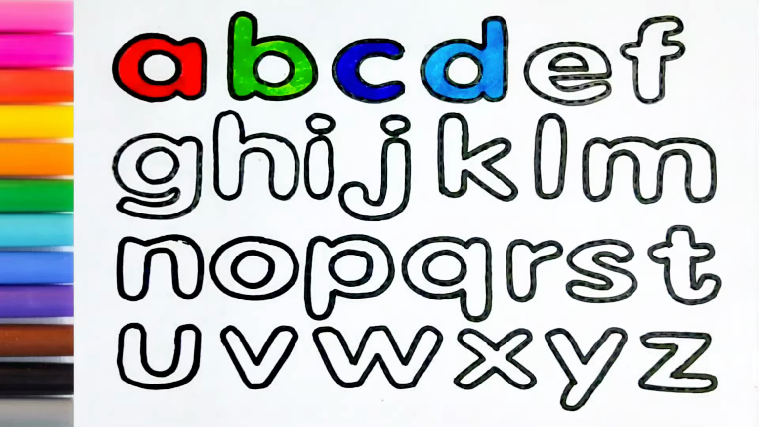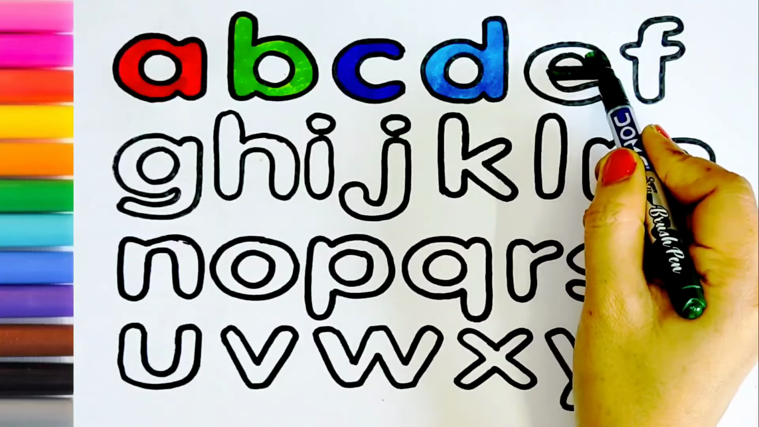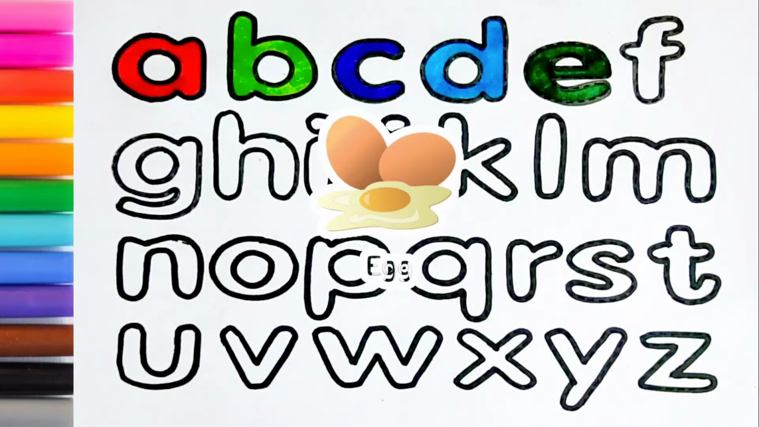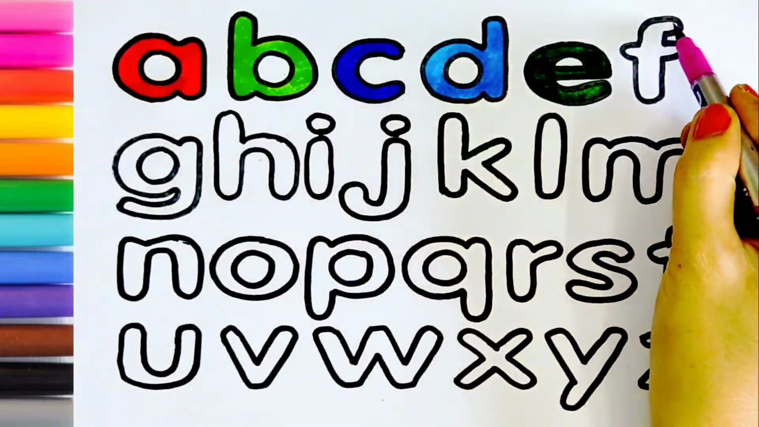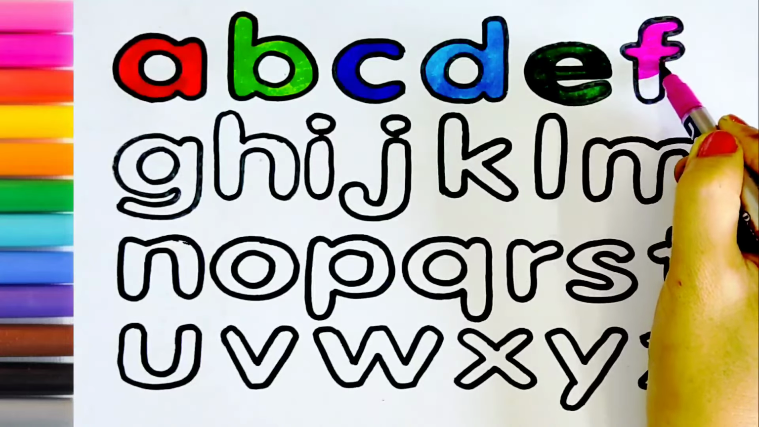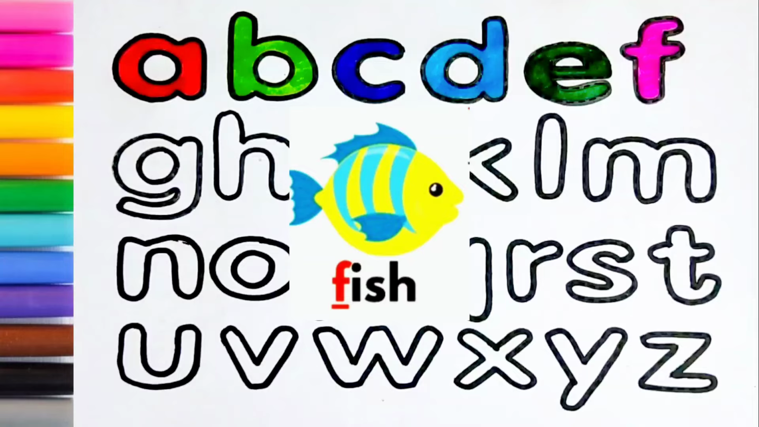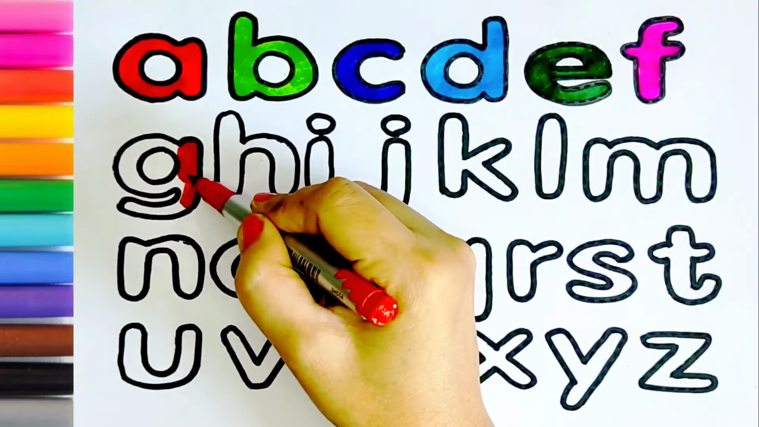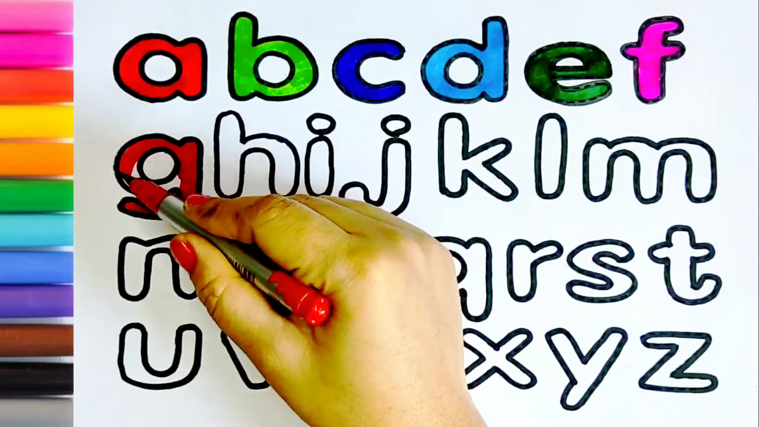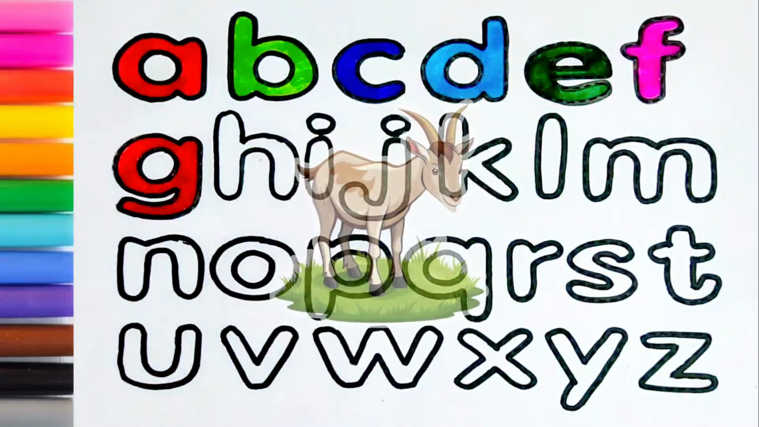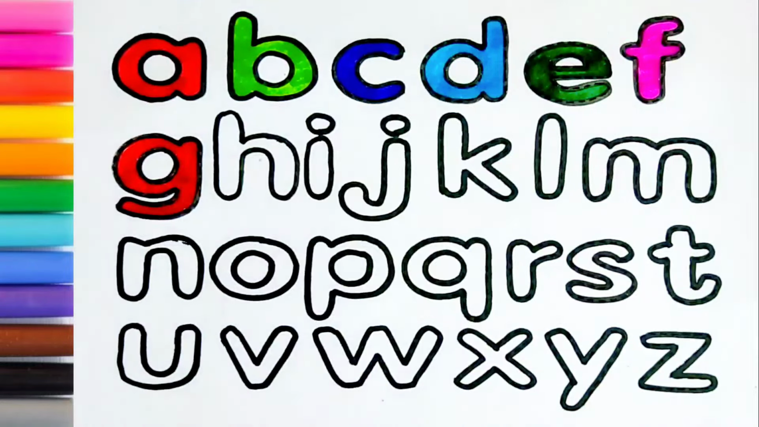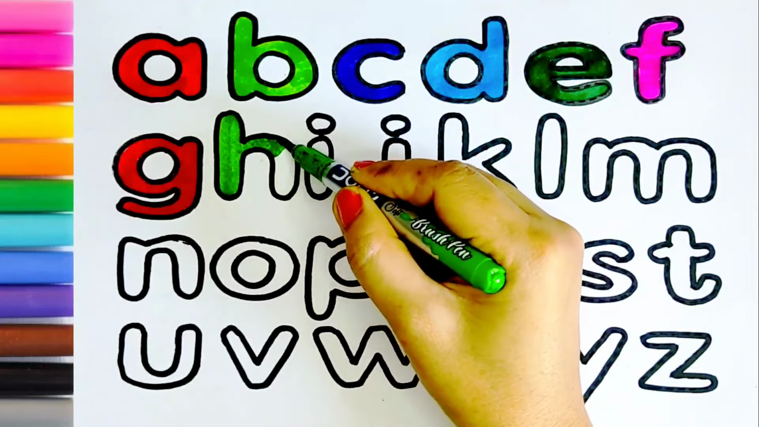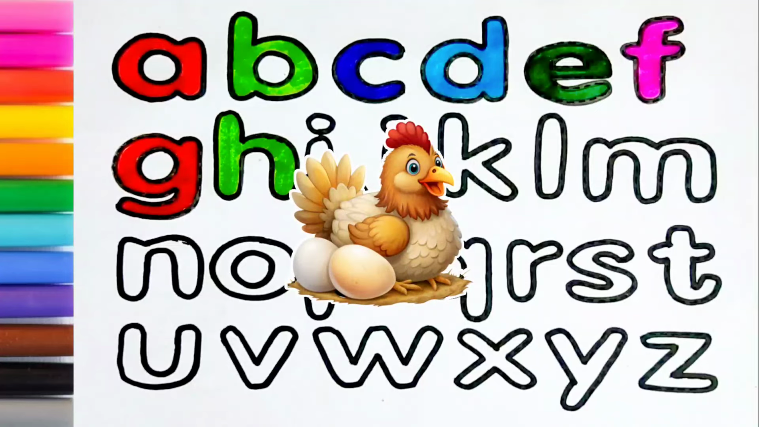Dark green color. E. E for egg. Pink color. F. F for fish. Red color. G. G for goat. Light green color. H. H for hen.